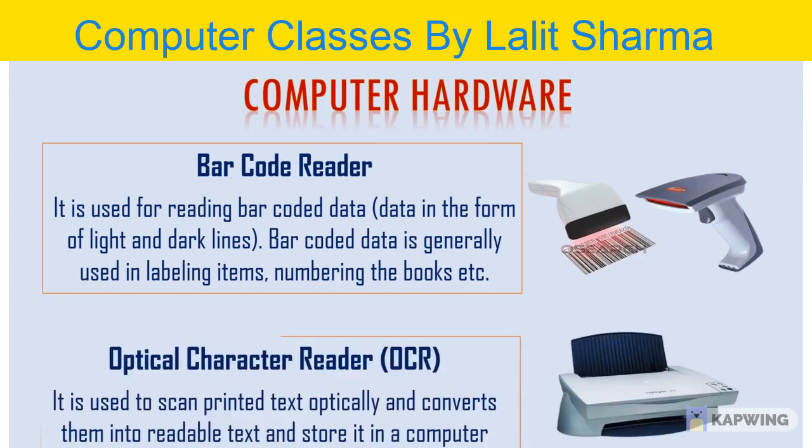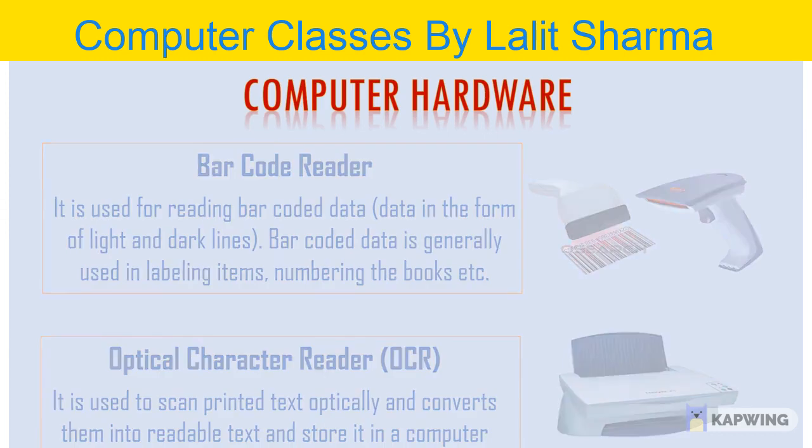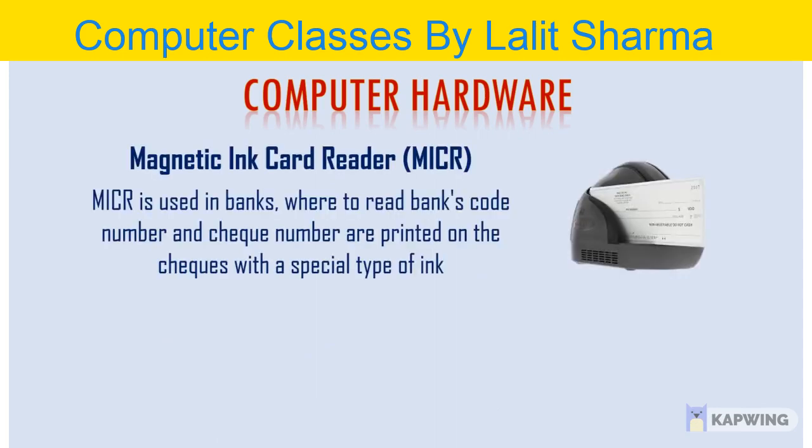Optical character reader, OCR. It is used to scan printed text optically and convert it into readable text and store it in computer memory. Magnetic ink card reader, MICR. MICR is used in banks, where the bank's code number and check number are printed on the checks with a special type of ink.